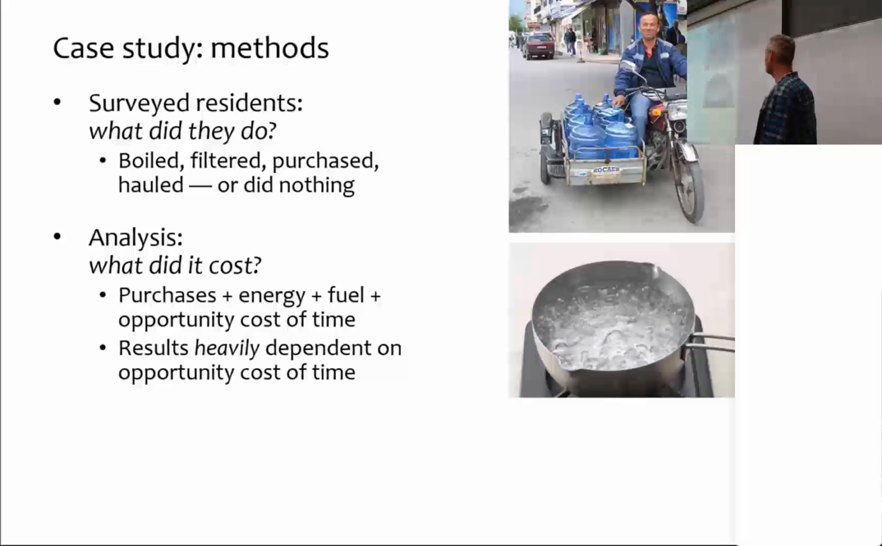The next question then is, what did this cost? Some of that is easy, right? If people switch to bottled water, more expensive, often 20, 30, 40 times as expensive than tap water. If you're boiling water, how much gas or electricity? It was in 1989, so it was probably gas. How much did you spend on energy?